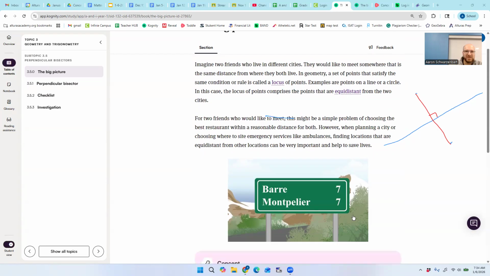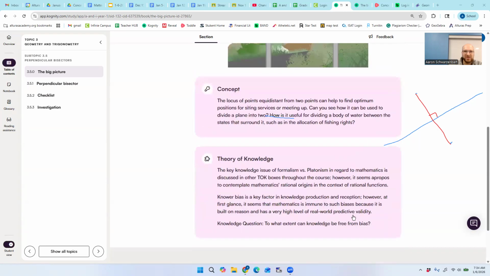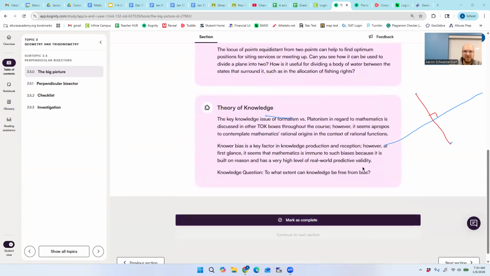And equidistant can often be very useful. The concept of equidistant from 2 points can help us find optimum positions for sighting services or meeting up. Can you see how it would be used to divide a plane, by a plane we mean a flat surface, in two? How it can be useful for dividing a body of water between states that surround it, such as in the allocation of fishing rights. That's especially important with countries.